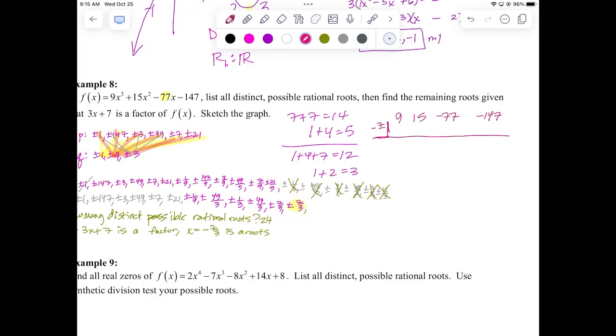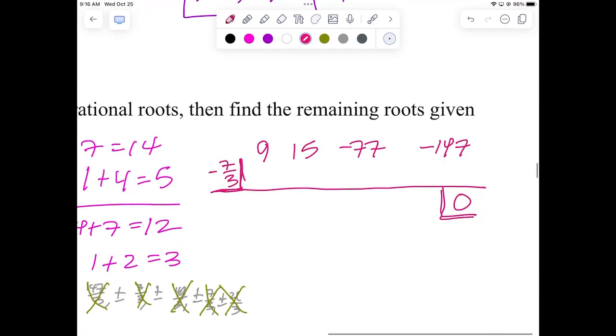Negative 7 thirds. And what should be in the last box? The remainder should be 0. Okay, let's give it a go. Bring down the 9. We multiply. Should we do 9 times 7 first and then divide by 3? Say no. We should divide first and then multiply. Go small before you go big.